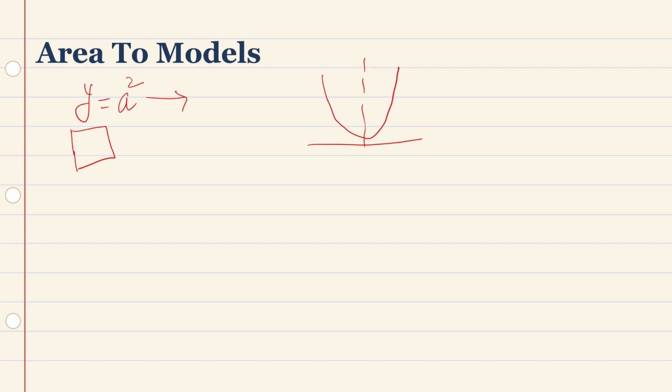Now, on this axis we have x, and on this axis we have y. So for a given x, there is a value of y. If you want to understand how y changes with x, we now replace a with x. So y is equal to x squared. Let's change the value of x by a small amount, dx.